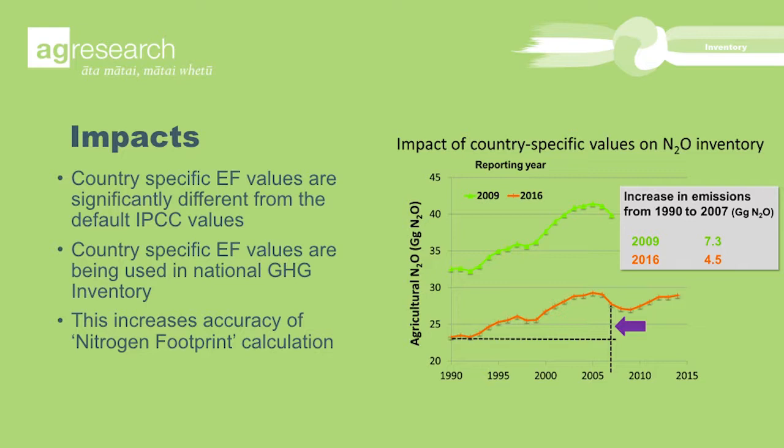We can see this graph. We have two reporting years, one is 2009, one is 2016. We can see the change from 1990 to 2007. If you use the new emission factors, we can see that nitrous oxide emission from agriculture increased by 4.5 gigagram nitrous oxide. But if we use the IPCC default value, the increase was 7.3 gigagram nitrous oxide.